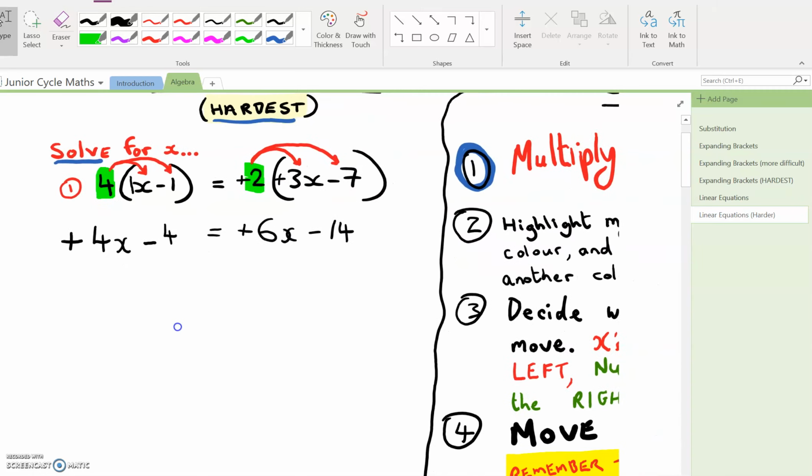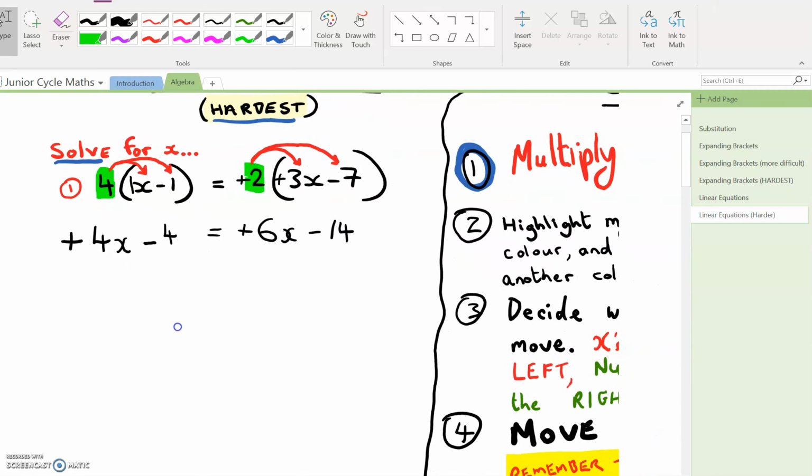And let's get a different color now. Let's get purple. And we highlight our normal numbers in this color. So here's a normal number. There's no letter on it, so we'll call it a normal number. And here's a normal number. Okay, I've done step 2. That's that one done. Now what's step 3?